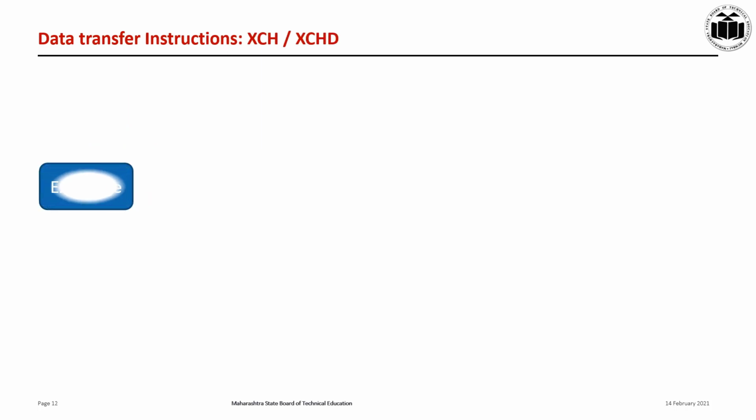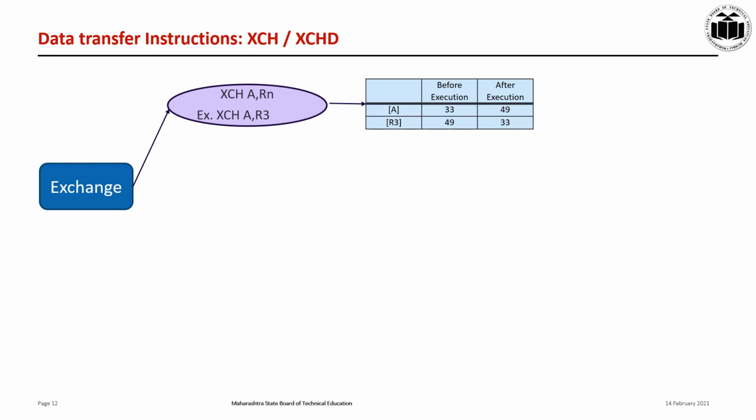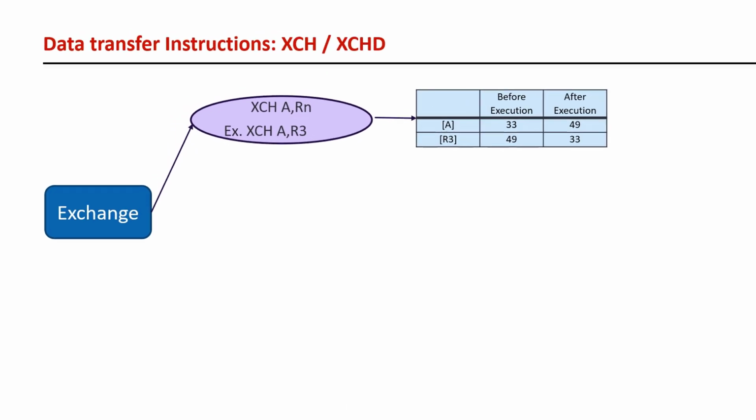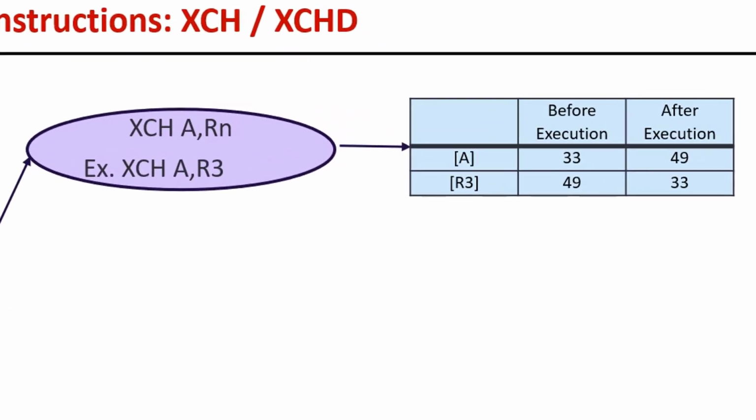Exchange instruction. This instruction is used to exchange contents of source with destination. XCH A, Rn. This instruction is used to exchange the contents of register Rn with accumulator. For example, if register R3 contains value 49H and accumulator contains 33H, then after the execution of this instruction, 49H will move to accumulator and 33H will move to register R3.